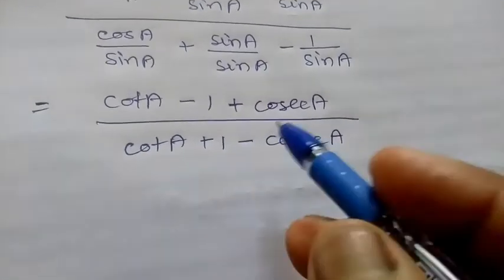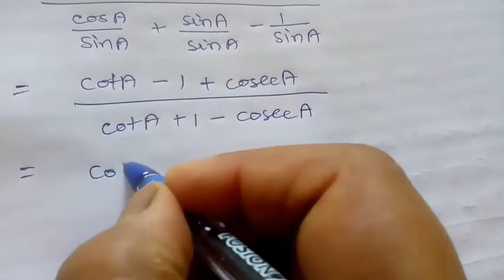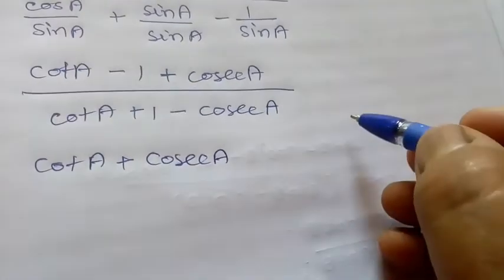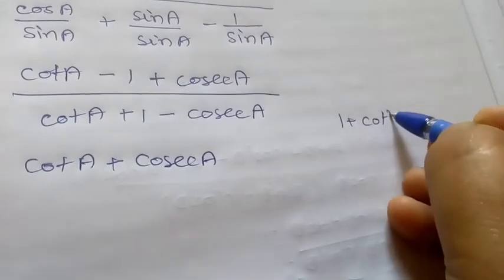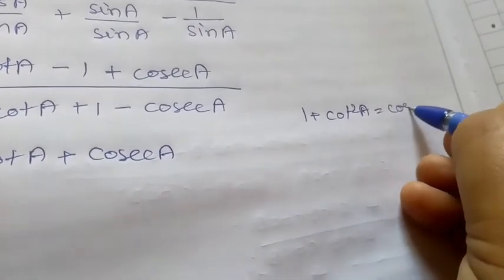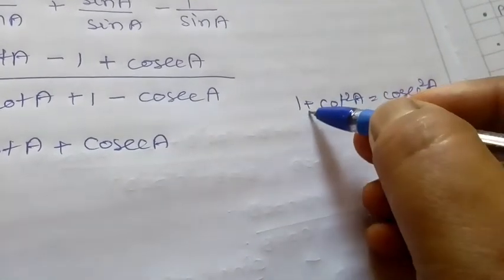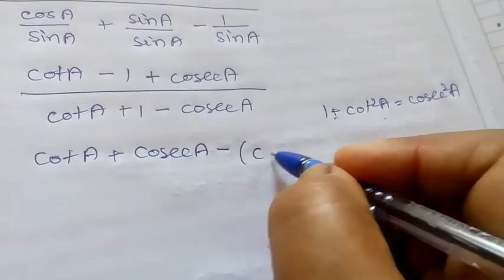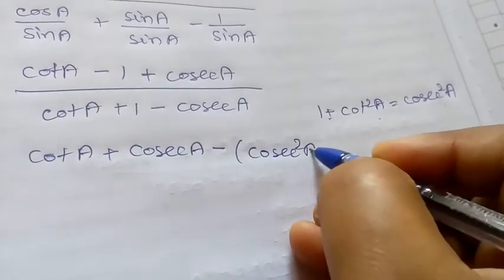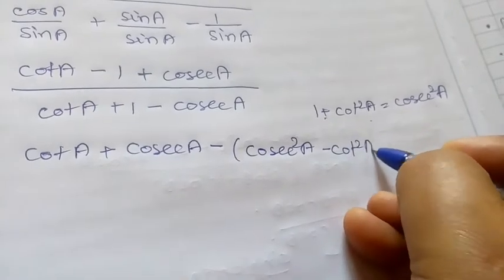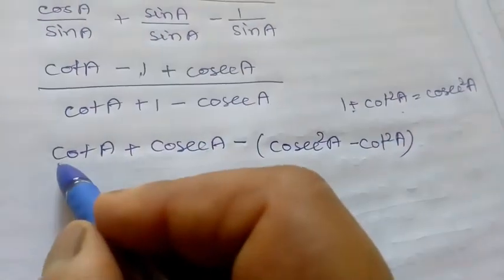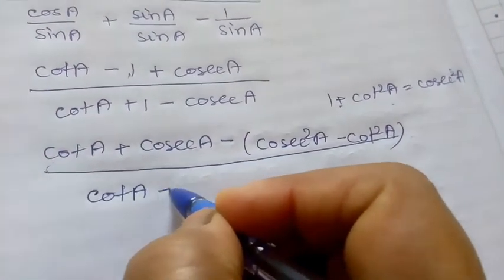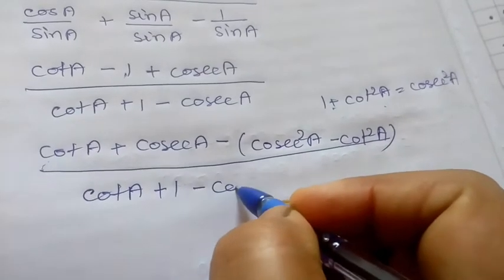Rearrange this, we get cot A plus cosec A. And we are using here 1 plus cot square A equal to cosec square A. This is the identity number 3. Here 1 is equal to cosec square A minus cot square A. Replacing the 1 in the numerator with cosec square A minus cot square A, and the denominator remains the same. No change in denominator: cot A plus 1 minus cosec A.